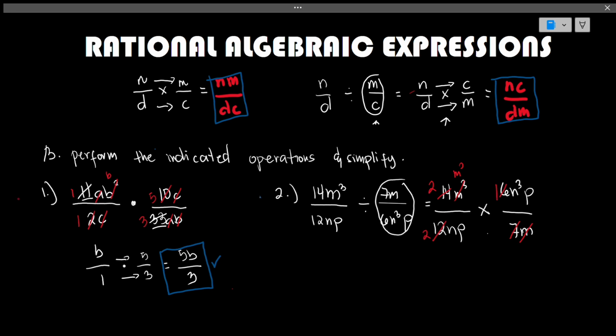Followed by n cubed and n. So we have n squared here, followed by p. So we can cancel the p because p divided by p is 1.